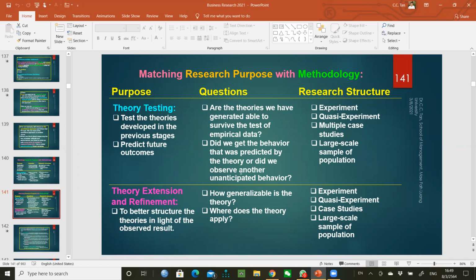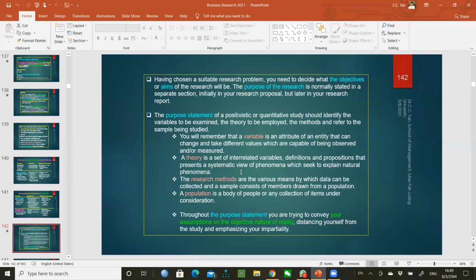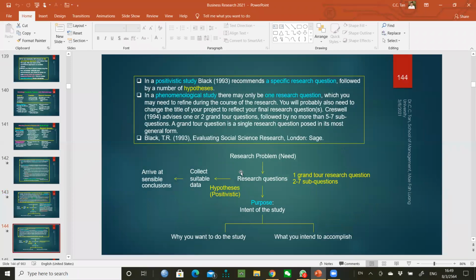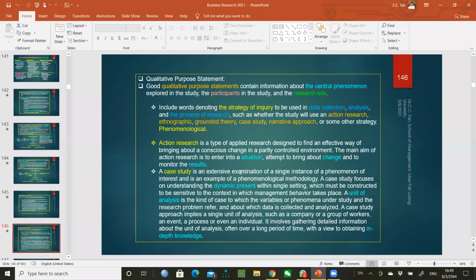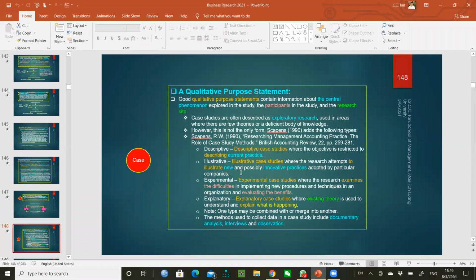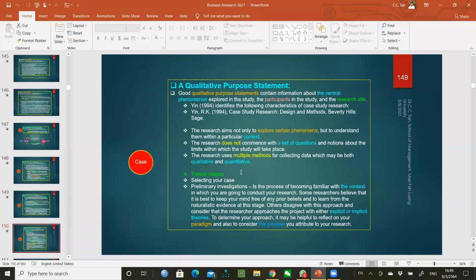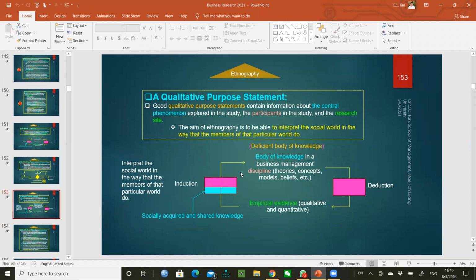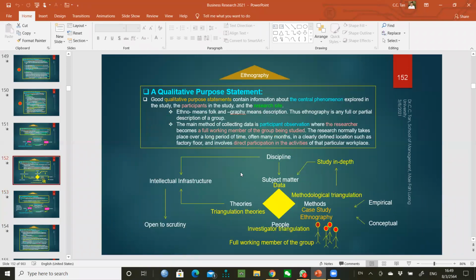this is what we have studied, and the rest you can go through by yourself. Okay, you can read by yourself. That gives you a lot of examples of many qualitative and quantitative purpose statements. You can read through by yourself as part of your self studies.